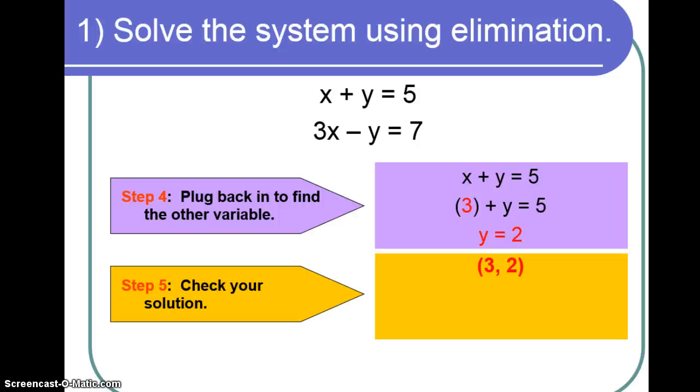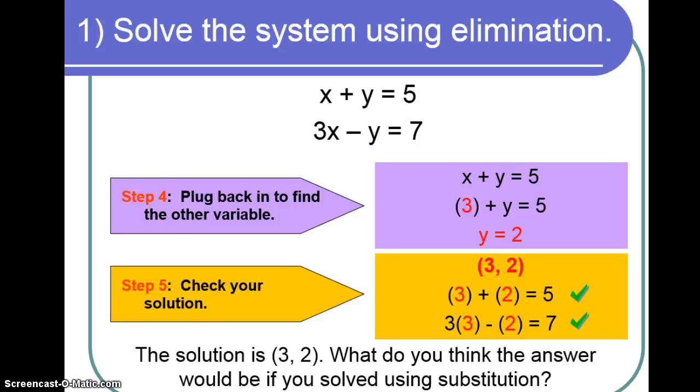Now we want to plug that ordered pair back into our equations. 3 plus 2 does equal 5. 3 times 3 is 9, minus 2 is 7, so we are ready to go. The solution is 3, 2. So if you were solving this using substitution or even graphing, do you believe that you would get the same solution?